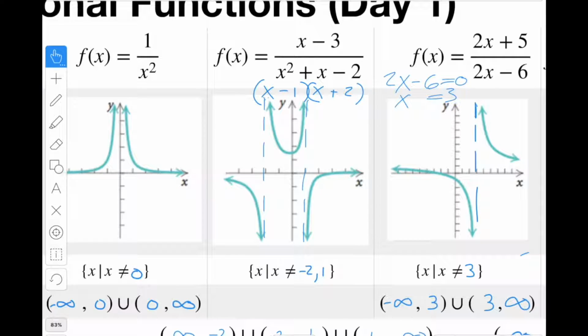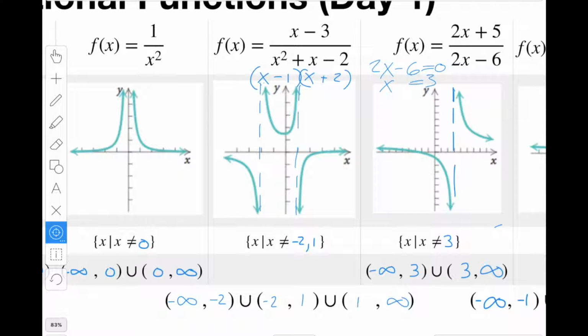Here's the first part, negative infinity to -2, and then the middle interval here, -2 to 1, and then the final interval, 1 to positive infinity. Three different intervals, three different parts of the graph, broken up by two different places in the domain where x cannot equal two different values.